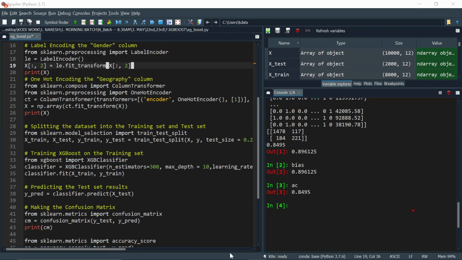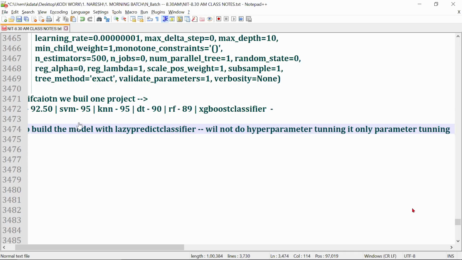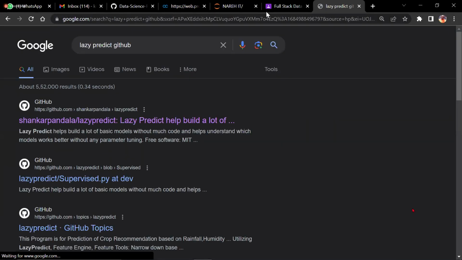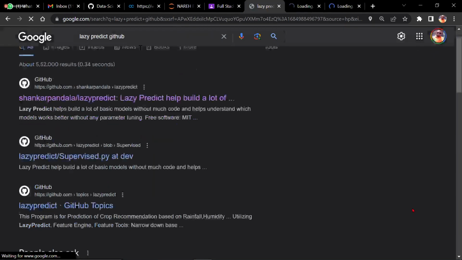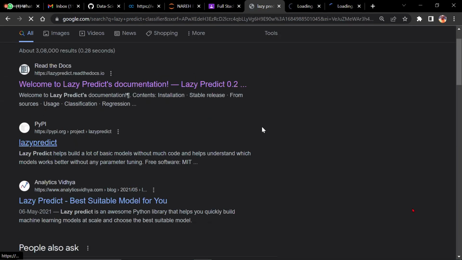And the lazy predict classifier, I want you to share one document. Just go to Google and search lazy predict GitHub. Okay, open this link and open this link. This is the new package I want you to implement while you practice. Then only you guys can understand.